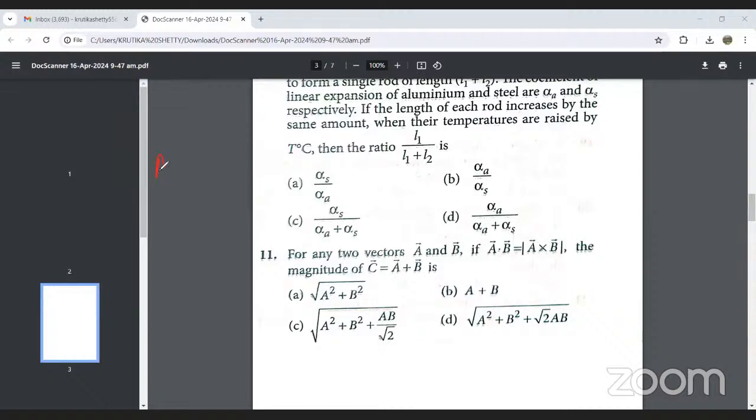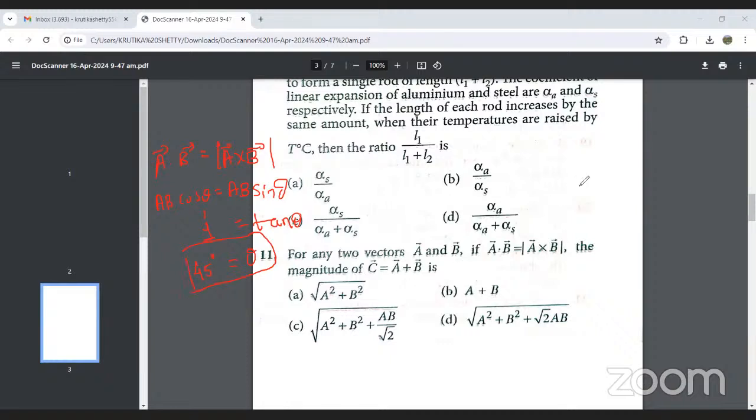It is given in the question that A dot B is equal to A cross B. As we know, A dot B can be written as AB cos theta, and A cross B is written as AB sin theta. Correct. If I take the ratio of sin theta by cos theta, it is tan theta. AB by AB is 1. Therefore, tan theta is equal to 1, so theta is equal to 45 degrees, right?